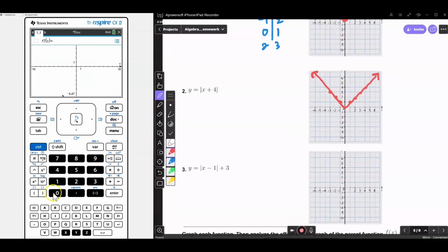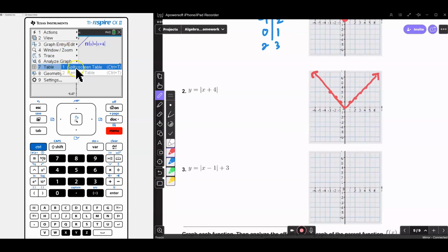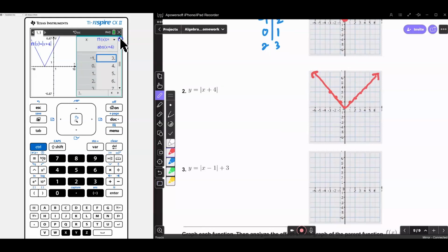And so I'm going to type in the absolute value of x plus 4. And you notice something happens. You notice that the graph has shifted to the left. So when you add something here, inside the absolute value, it's going to shift left. So let's go to our table. And since we're starting further left, let's go to negative 5. So we're going to make a table.